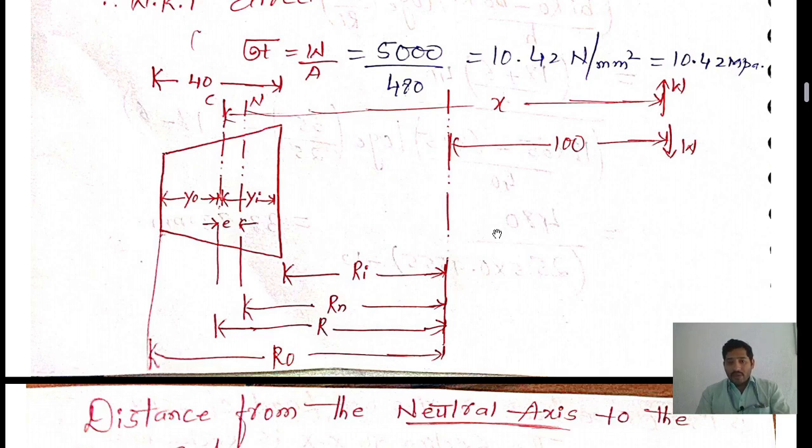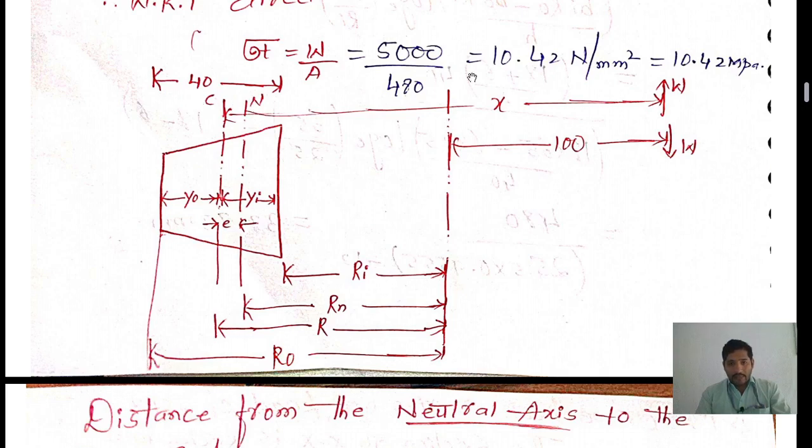And if you measure from section X minus X to the outer end of the taper bar, we can say it is the outer radius. So Ri indicates inner radius, Rn is the radius of neutral axis, R is the radius of curvature, or the centroidal axis, and Ro is the outer radius. Clear?